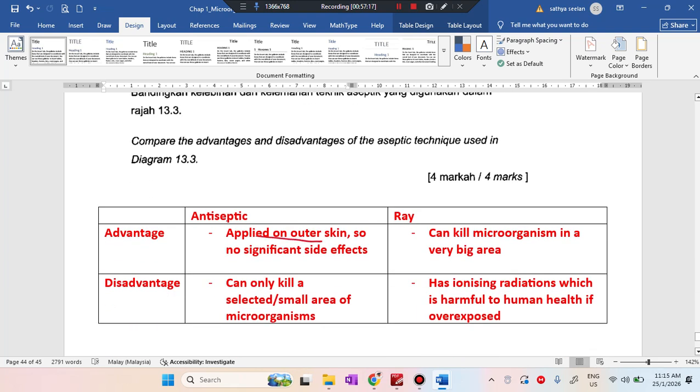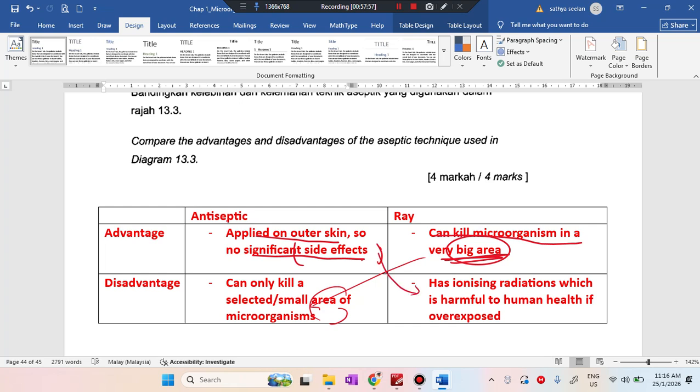So antiseptic applied to our skin has no side effect, but rays can kill microorganisms in a very big area. No side effects. Antiseptic is good. What? I put the disadvantage is allergic. No, this one is actually good, but it can only kill microorganisms in a selected or small area. You see, the big area is the advantage here, right? So that will be the disadvantage for this one, small area only it can clear. No side effects is the advantage here, right? Then it becomes a disadvantage here.